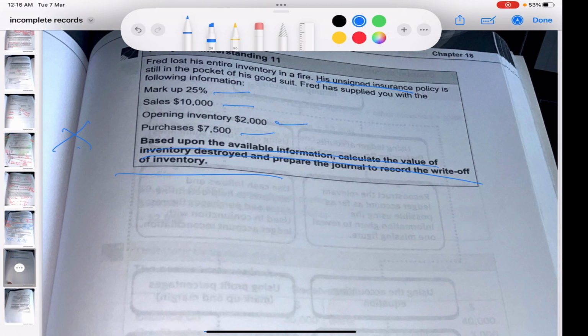So markup is always on cost. Markup is always on cost. Right. You know that. So how are we going to find this? Think about it. Take your time and think about it. Okay. Let X be cost of sales. Okay. Markup of X.